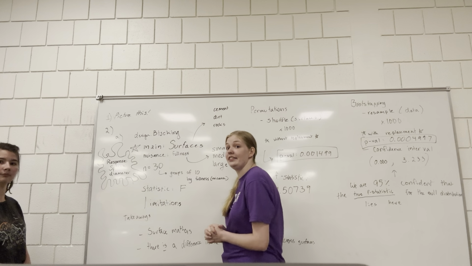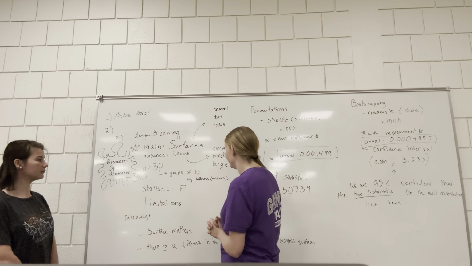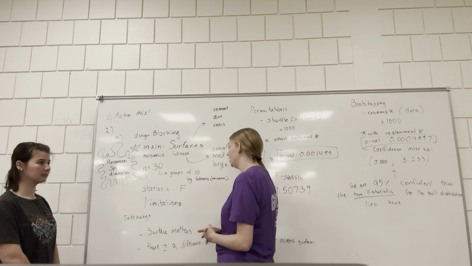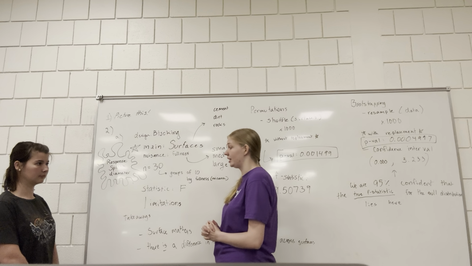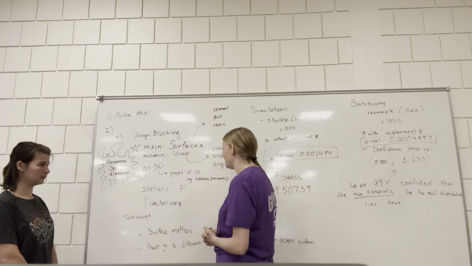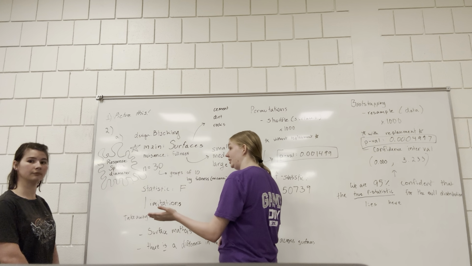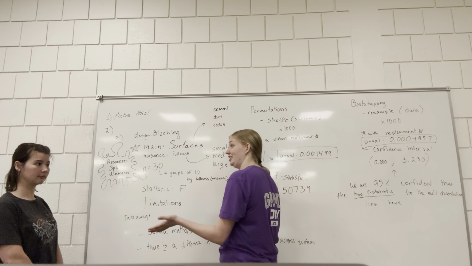We used a sample size of 30 for our experiment, and we grouped the balloons into groups of 10 by fullness for our blocking. We measured F statistics. Ruby's going to explain how we conducted the experiment and limitations.